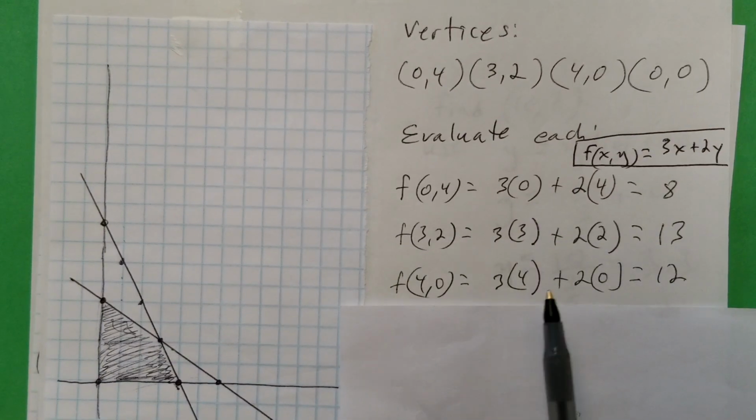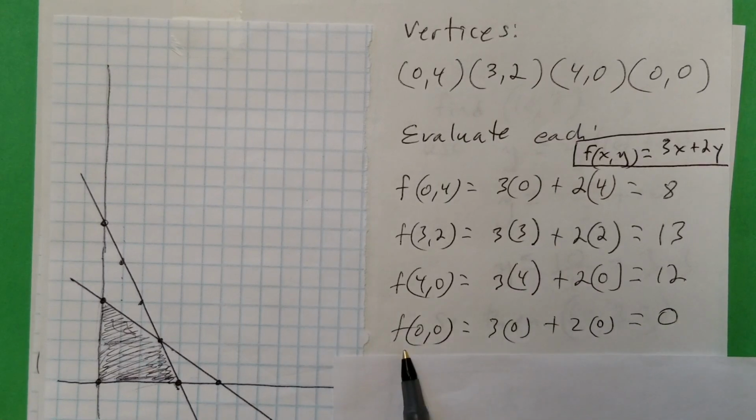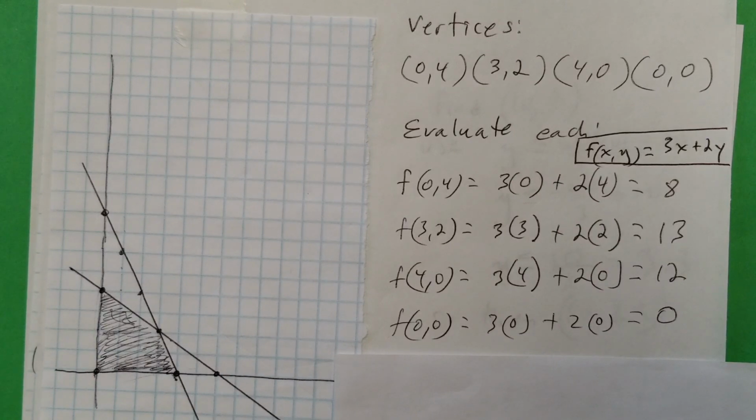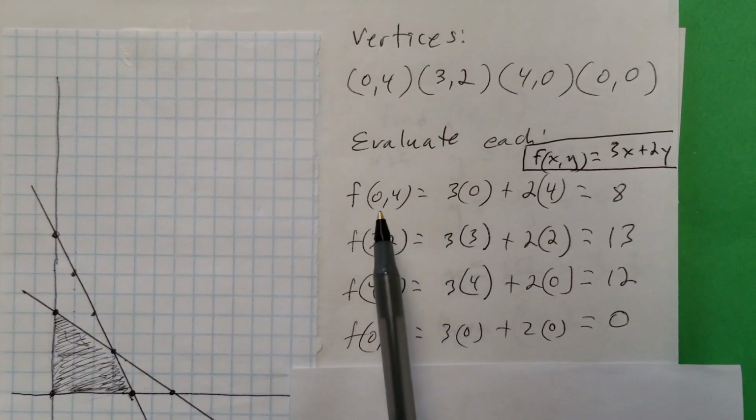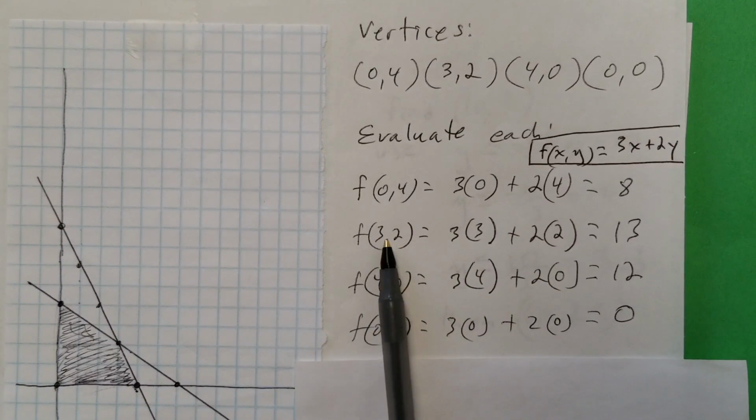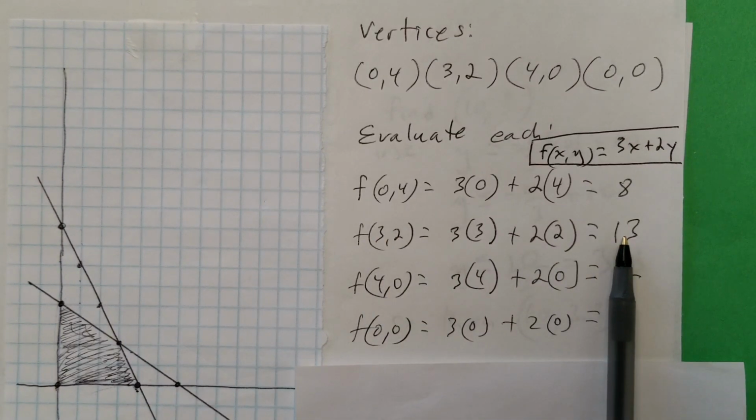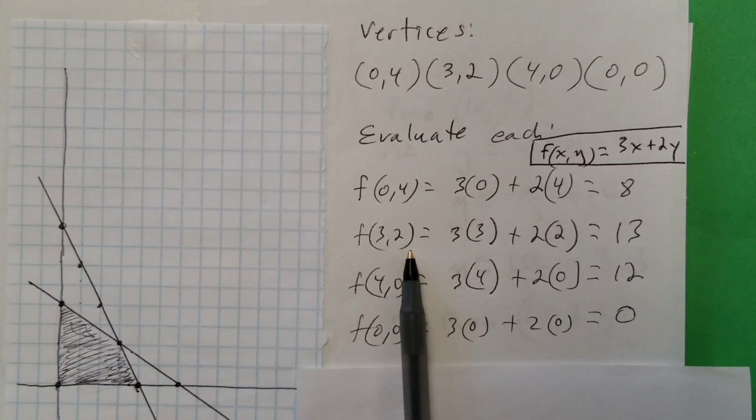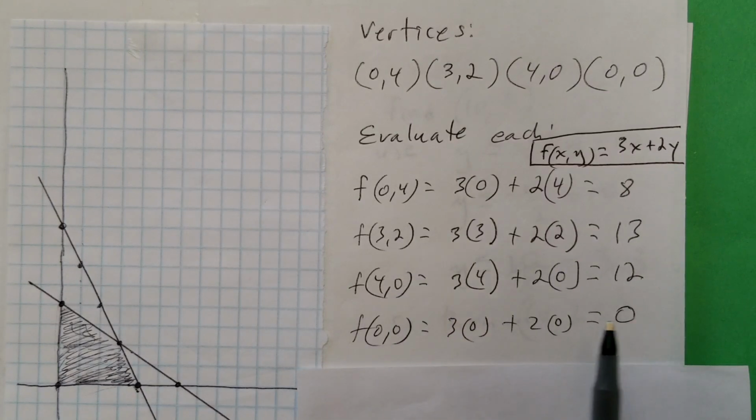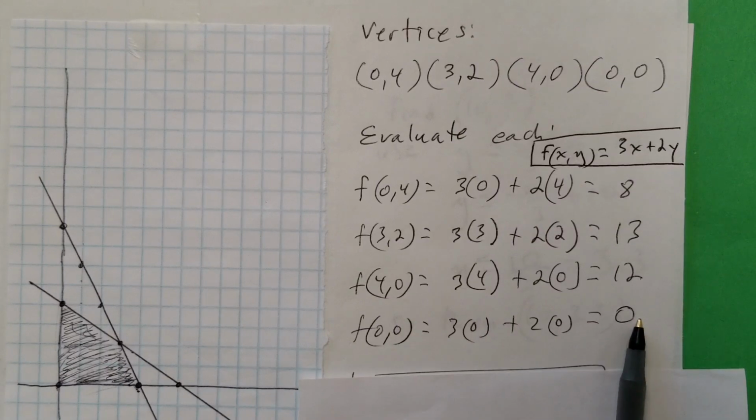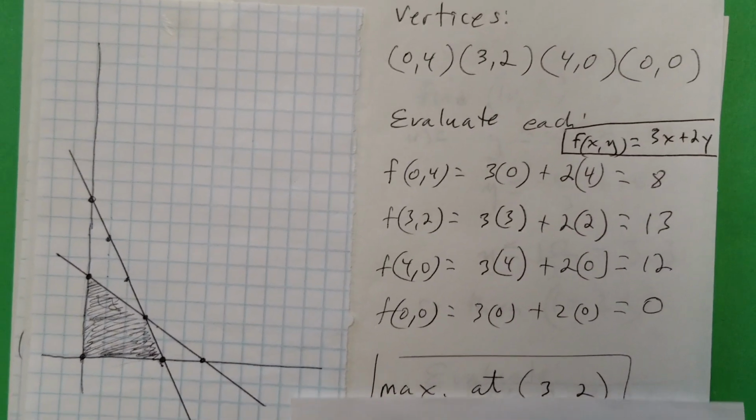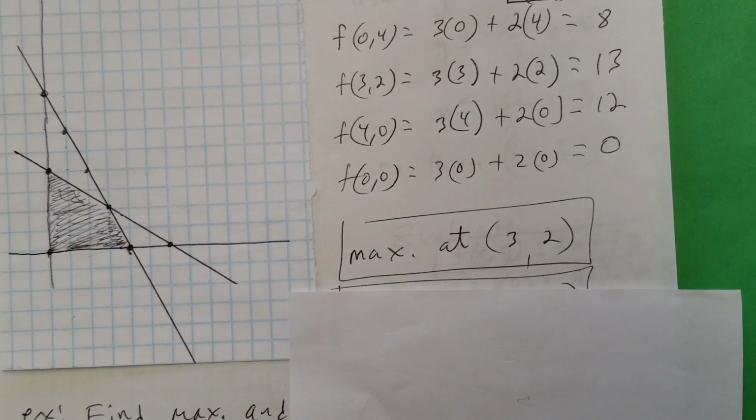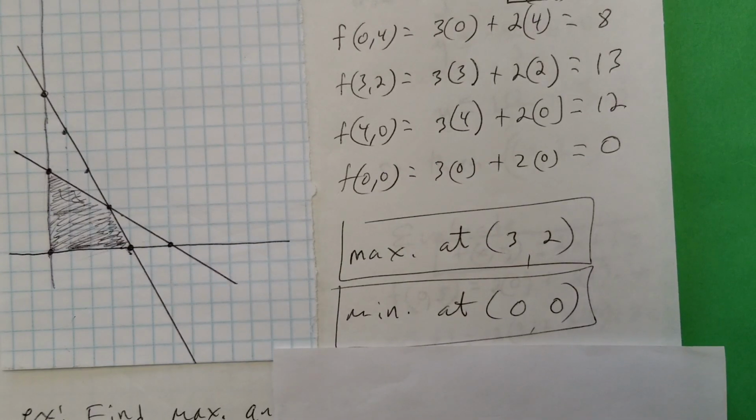F of 4, 0: plug it in, I get 12. F of 0, 0: plug it in, I get 0. So we can plainly see that this point, 3, 2, gives us the highest value. That's the maximum. The maximum happens at 3, 2. And this point, 0, 0, gives us the lowest. So that's the minimum. That's what I wrote down. Maximum happens at 3, 2. Minimum happens at 0, 0. That's it. We are done. We figured out the maximum and minimum for that function.